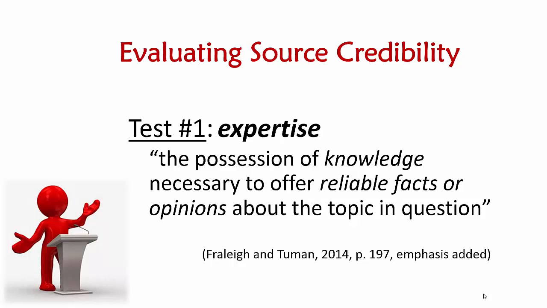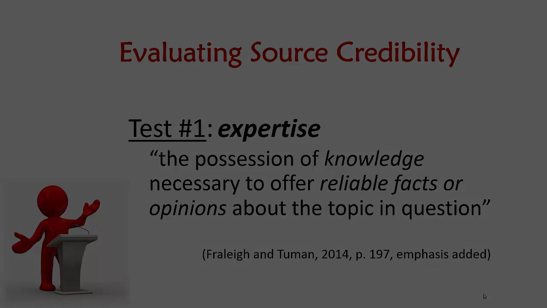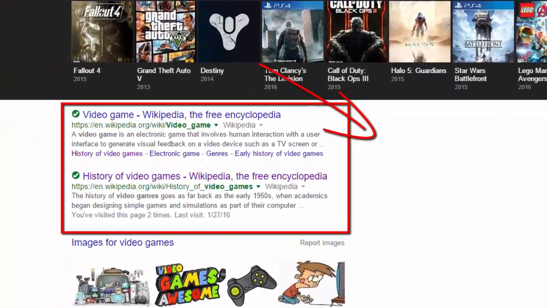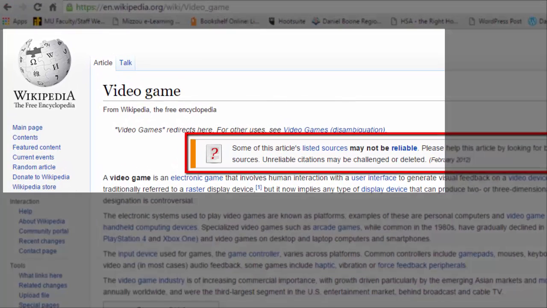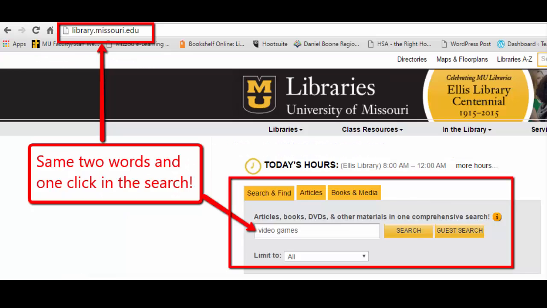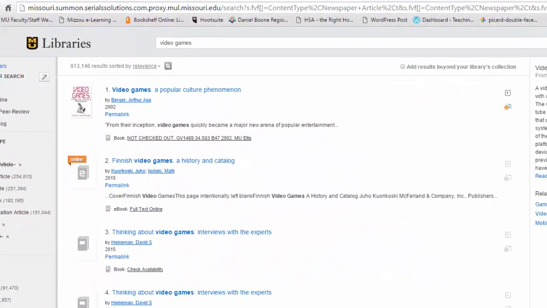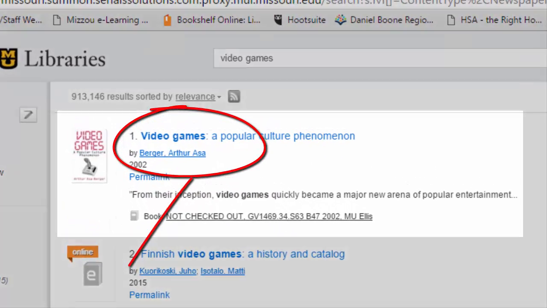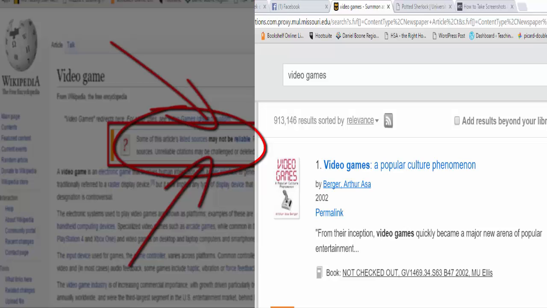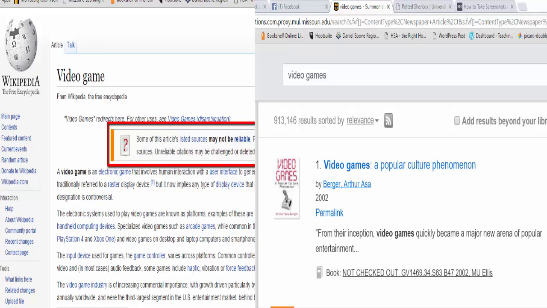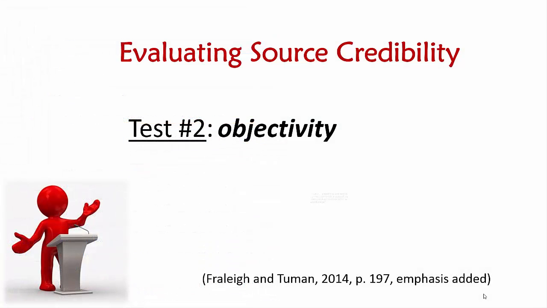So for instance, on our previous search on information about video games, the first source that we found on a Google search was Wikipedia. Who wrote it? We don't know. What's the first source that we found using search and find at the MU library? Artha Asa Berger, a PhD and scholar in critical cultural studies of media. Which one do you know is most likely to have the possession of knowledge necessary to offer reliable facts or opinions about the topic in question? Berger wins, Wikipedia loses.